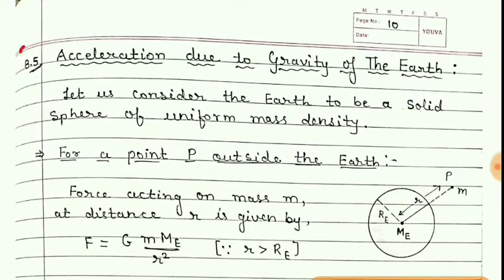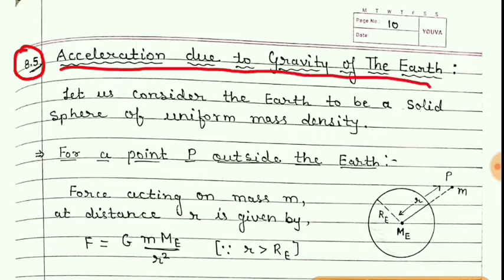Now today we are going to study topic number 8.5, acceleration due to gravity of the earth. Students, we know that any object falls on the earth due to the gravitational force of the earth, and so the acceleration produced on that object which is falling on the earth is called acceleration due to gravity.